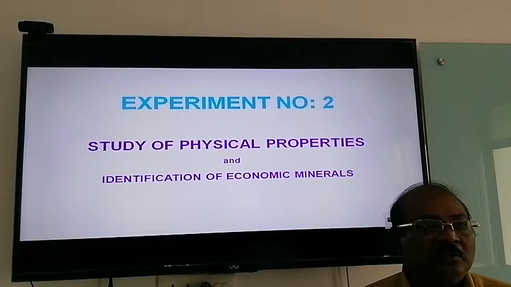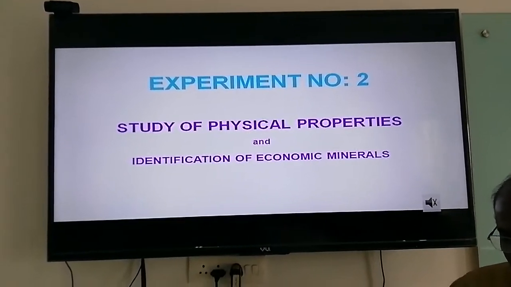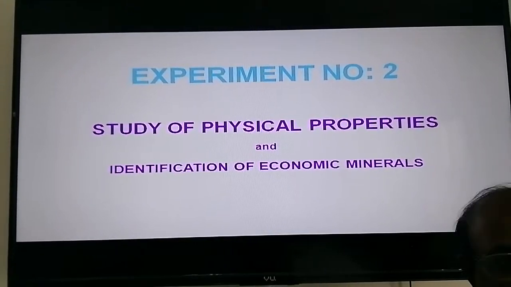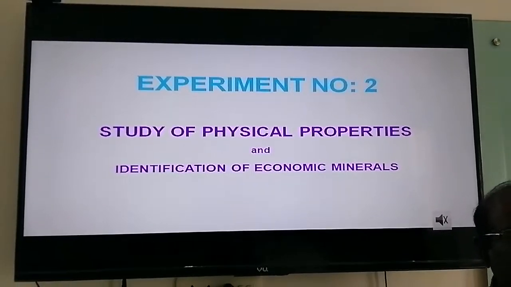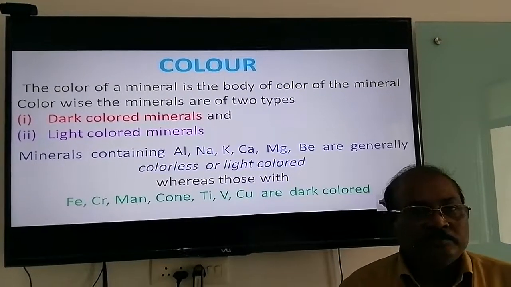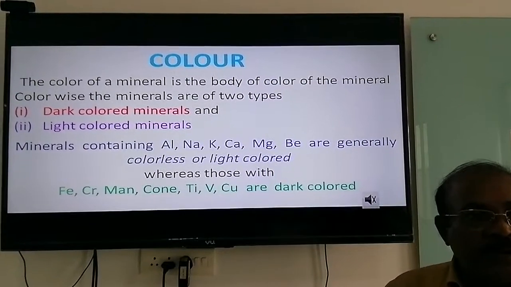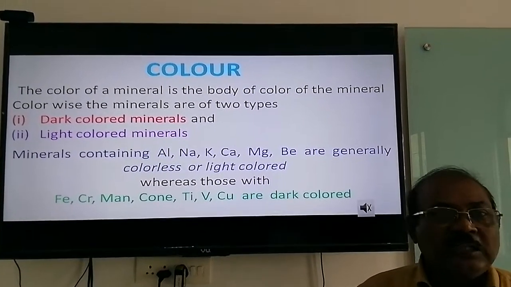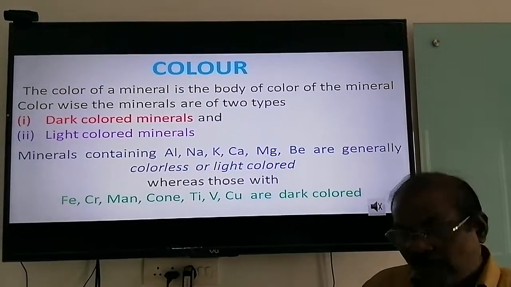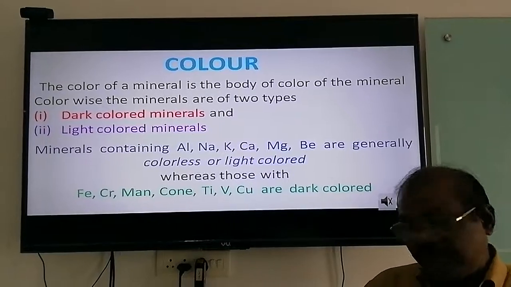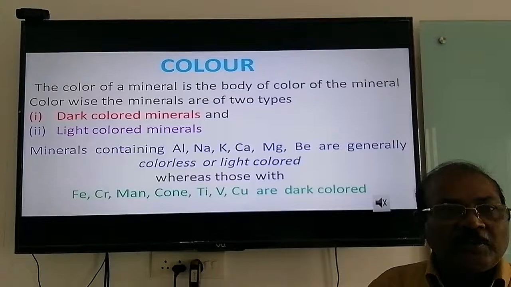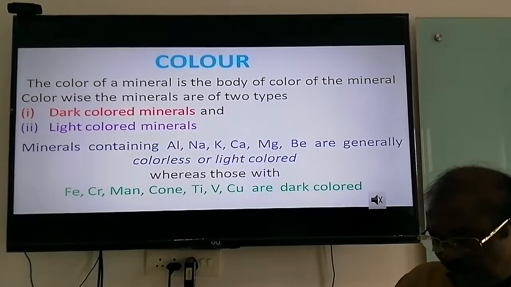In today's session, experiment number 2 is explained in detail, that is study of physical properties and identification of economic minerals. Color. It was explained in the previous online class, the definition of color. If we recollect the definition, the color of a mineral is the body color of the mineral. So simply, the body color of the mineral is called color.